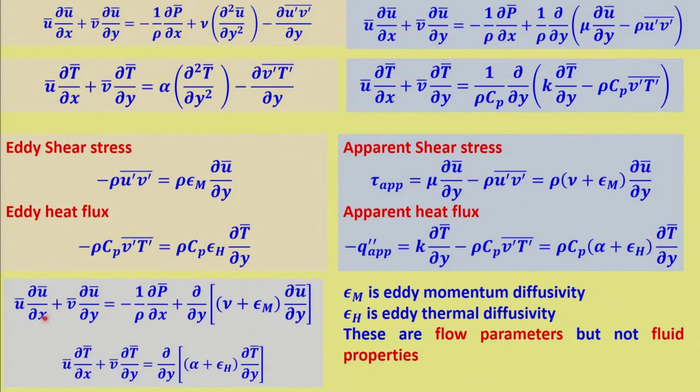So we rewrote the momentum equation as u bar del u bar by del x plus v bar del u bar by del y equal to minus 1 by rho del p bar by del x plus del by del y of nu plus epsilon m into del u bar by del y, and the energy equation as u bar del t bar by del x plus v bar del t bar by del y equal to del by del y of alpha plus epsilon h into del t bar by del y.